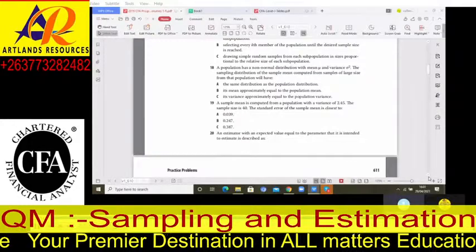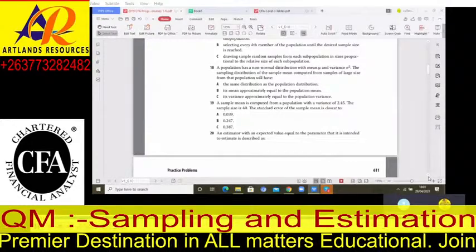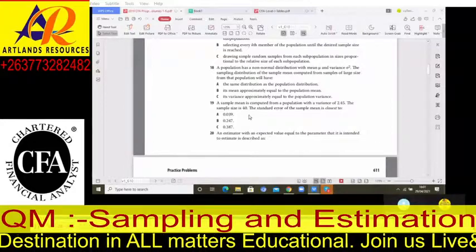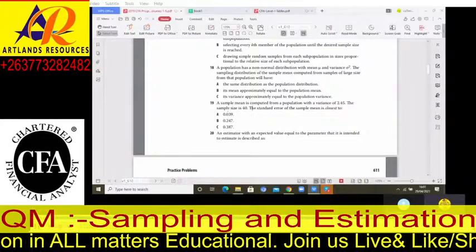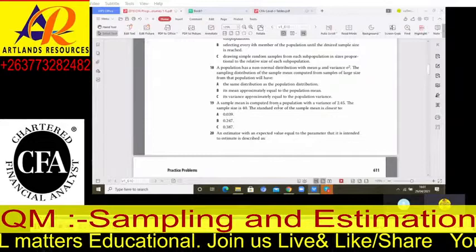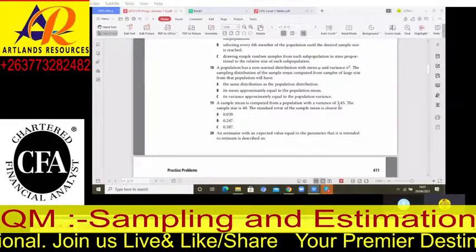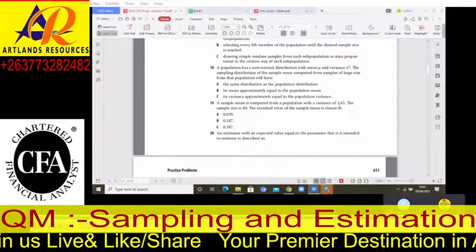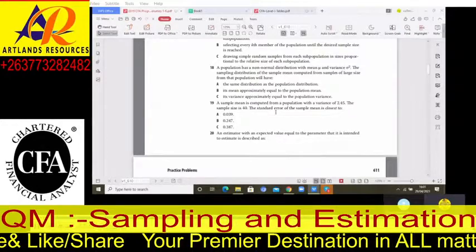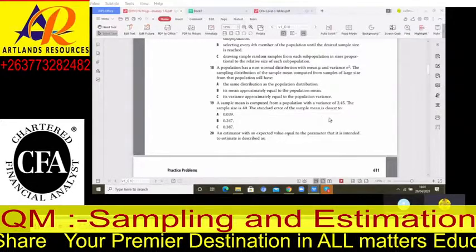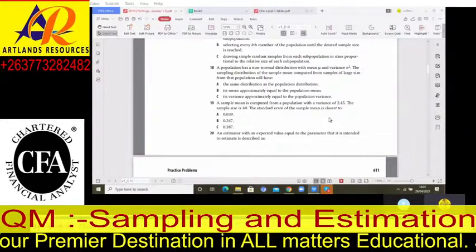B. B is the answer. And then a variance. A sample mean is computed from a population with variance 2.5. Remember, this is a variance. The sample size is 40. What is the standard error of the sample mean? Can you try to calculate that?